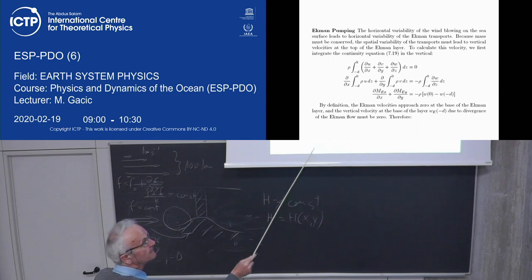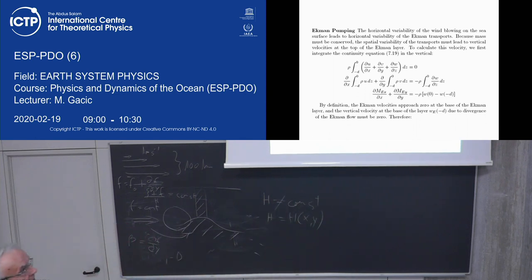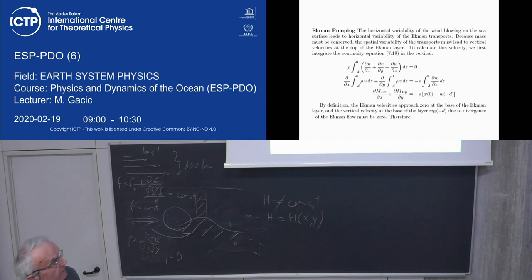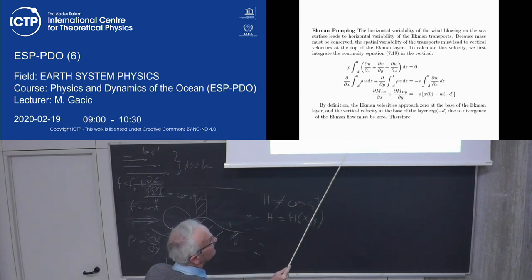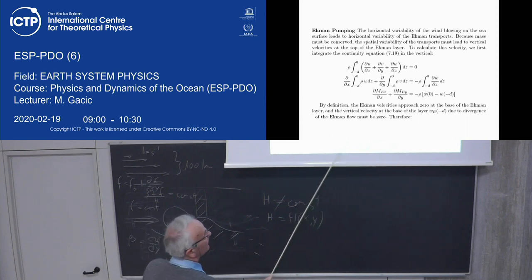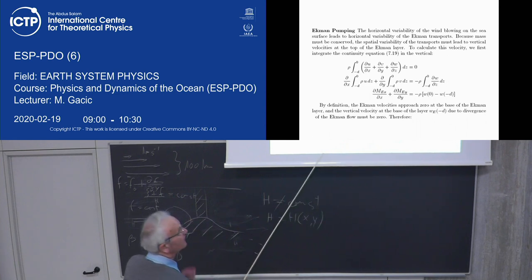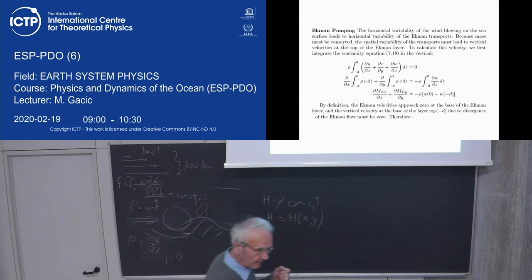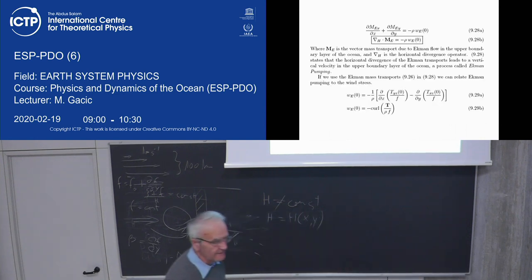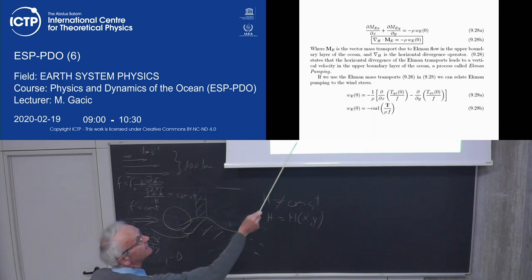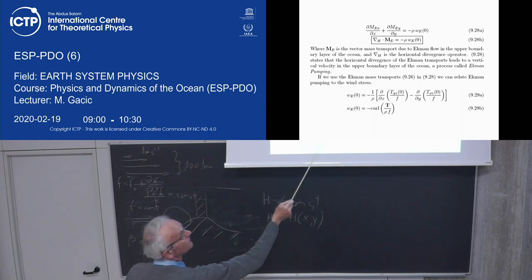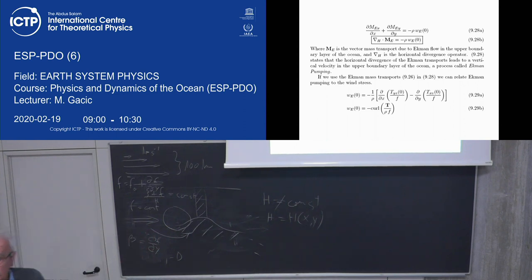And this is the equation which gives you the Ekman pumping, which is proportional to the curl of the Ekman transport. And by definition, the Ekman velocity approaches zero at the base of the Ekman layer. And so this is zero, due to the divergence of the Ekman layer must be zero. So that's how we get the equation of Ekman pumping, and as a final result is this thing here, that the Ekman pumping is proportional to the vertical velocity.